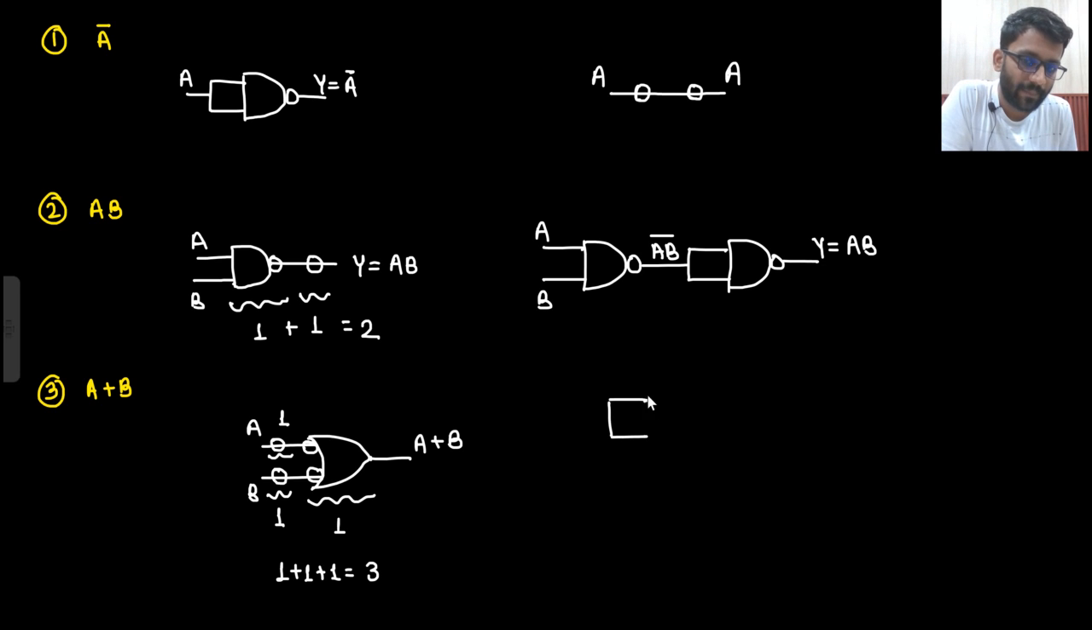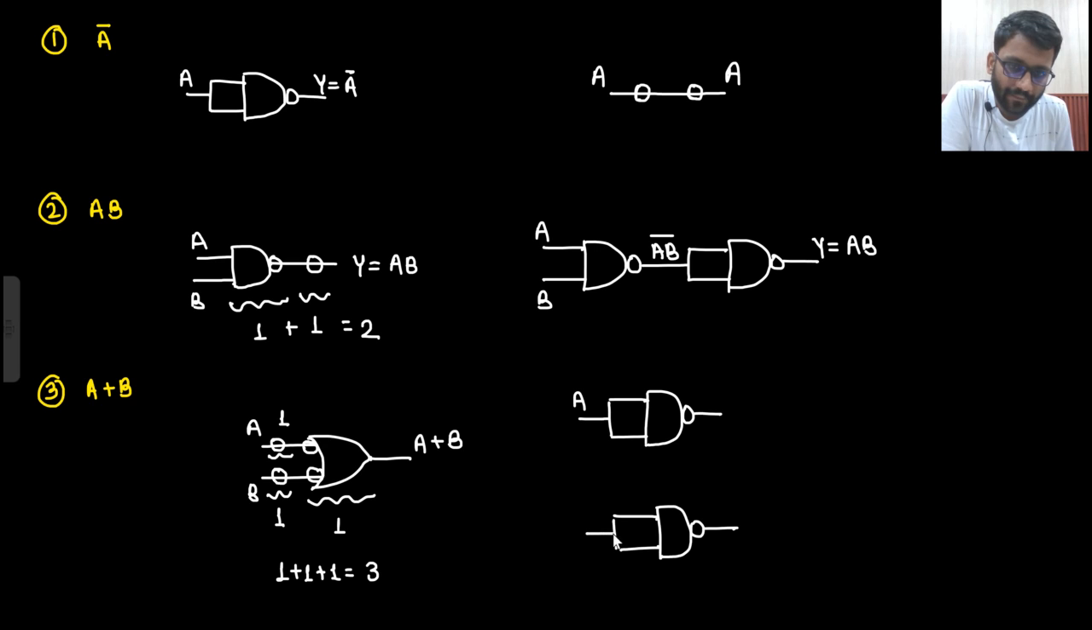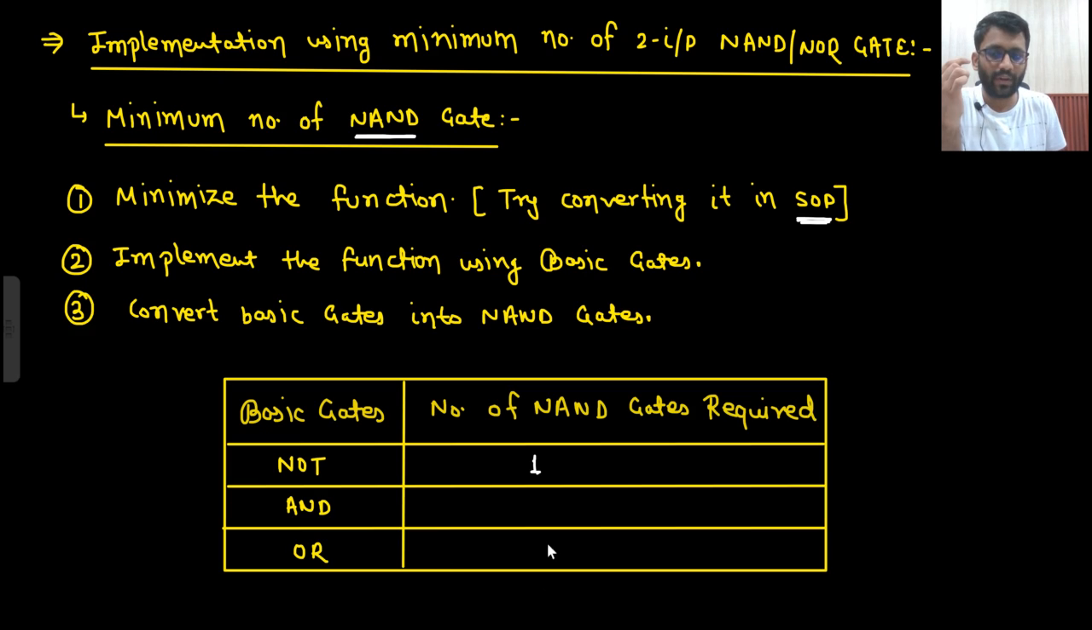If you remember it clearly, first A will be going through an inverter. This is an inverter. So this will be your A bar. Then B will be going through an inverter. That will be your B bar. And then there will be another NAND gate. This is a NAND gate only. So this is how you will implement A plus B. So to implement OR gate you required 3 NAND gates, and to implement AND gate using NAND gate you required 2 NAND gates.